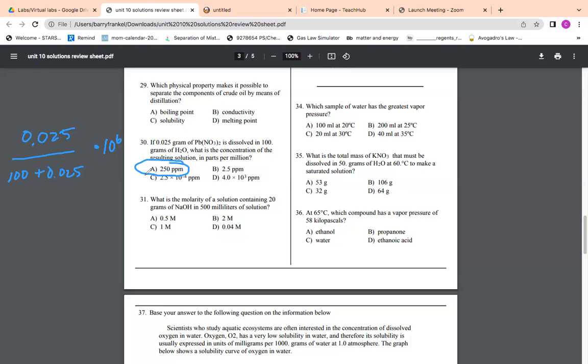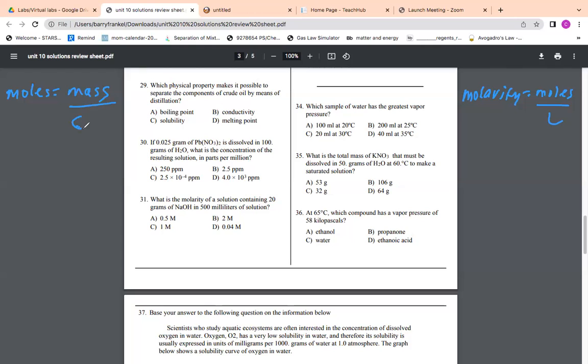Okay. Number 31. What is the molarity of a solution containing 20 grams of sodium hydroxide in 500 milliliters of solution? Now, this is one like I gave in class where it's kind of like a two-step problem because, again, the molarity formula is moles over liters of solution, but they're not giving us moles here, they're giving us grams. So we first have to use this formula over here. Moles equals mass over gram formula mass. So again, we don't know the number of moles, that's X. We are given a mass, that's 20 grams.